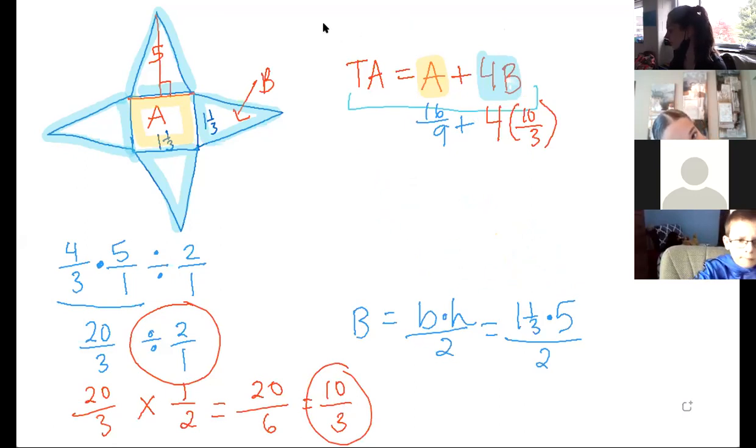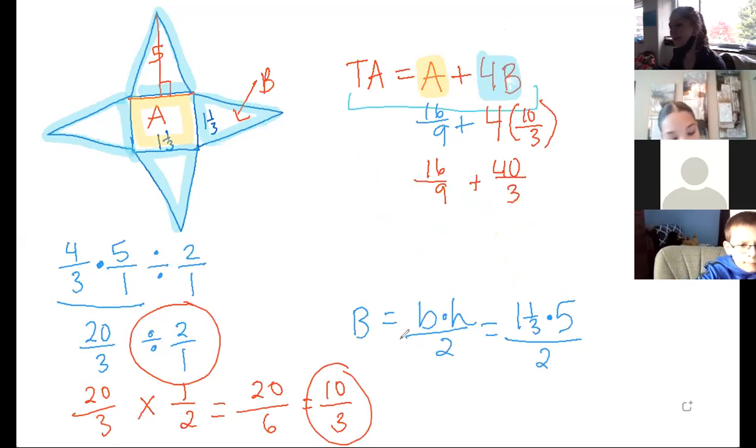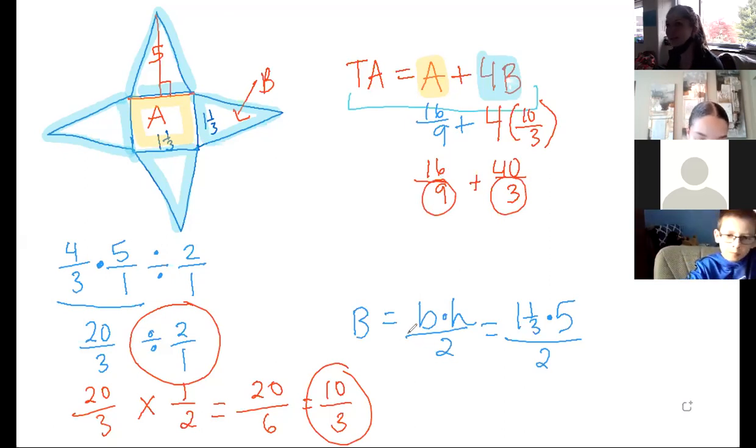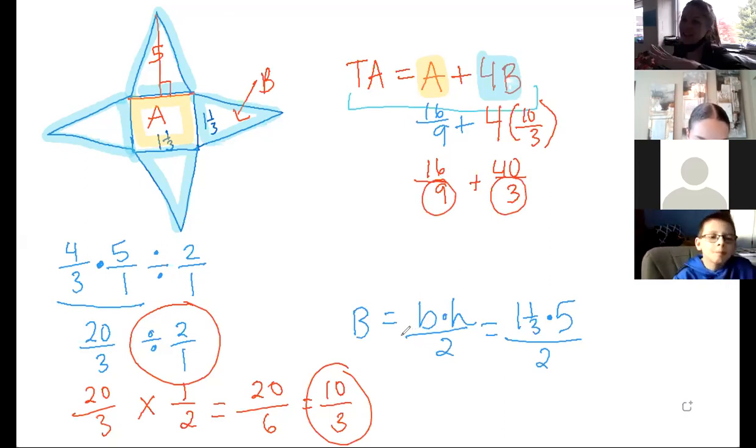Good job. 40/3, yes. So we're getting closer. We have 16/9 plus 40/3. Can we add them together just yet? Why not? They don't have common denominators. This is like the ultimate 6th grade problem. It honestly touches everything we have done this entire year, except for like decimals.